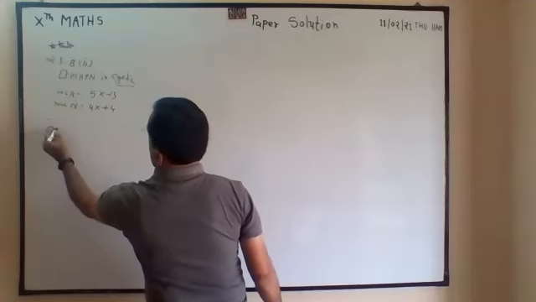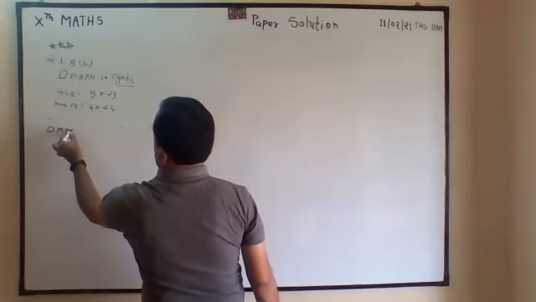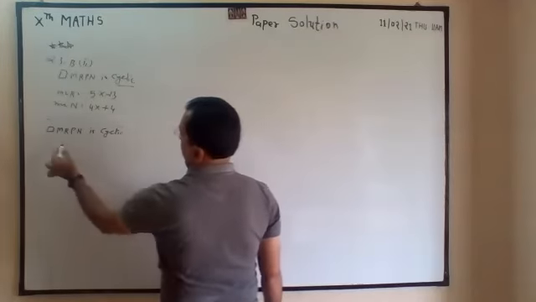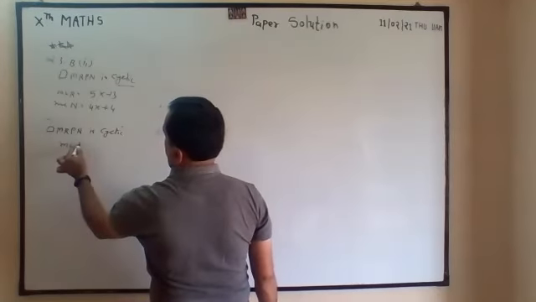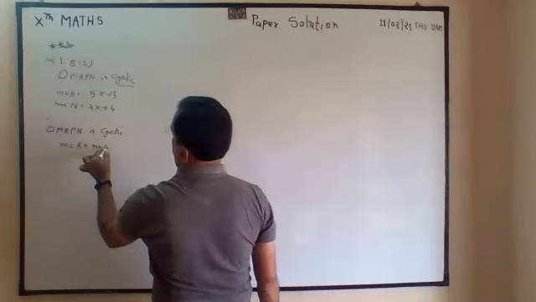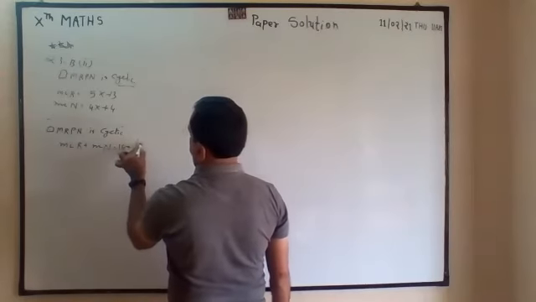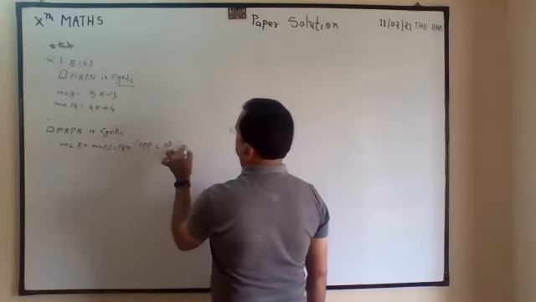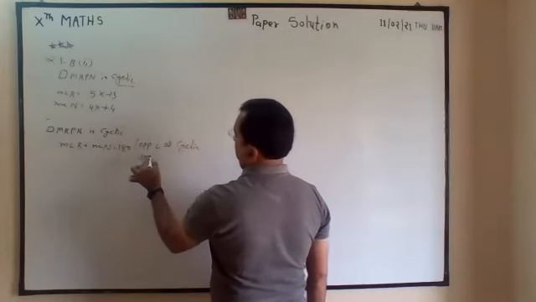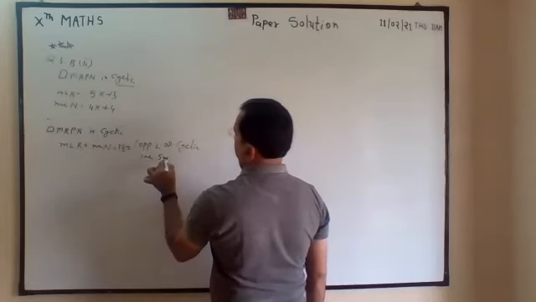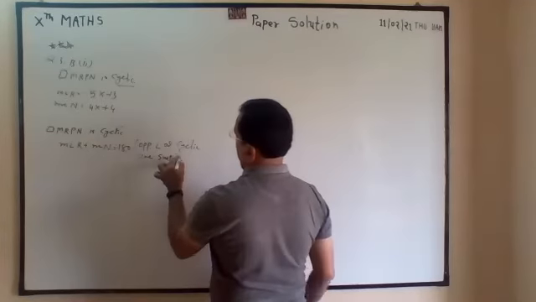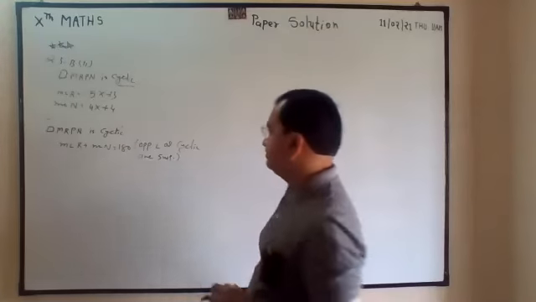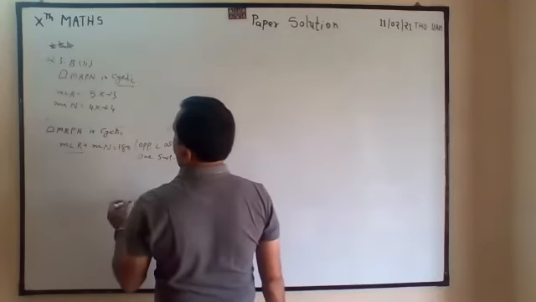Answer: quadrilateral MRPN is cyclic. Therefore, measure angle R plus measure angle N is equal to 180. Opposite angles of a cyclic quadrilateral are supplementary. Supplementary means total 180. Complementary means total 90. So what is R?